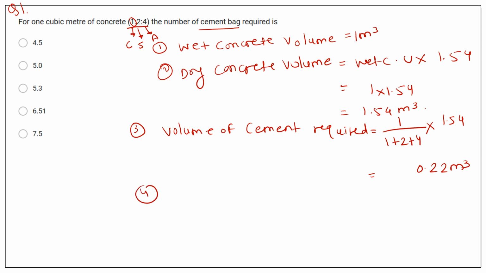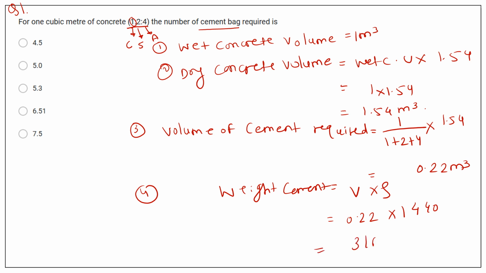Then the fourth step is to calculate the weight of cement required. The formula is volume of cement into density of cement. So volume of cement is 0.22 into density of cement is 1440. Okay, so the weight of cement is 316.8 kg. The last step is to calculate the number of cement bags.